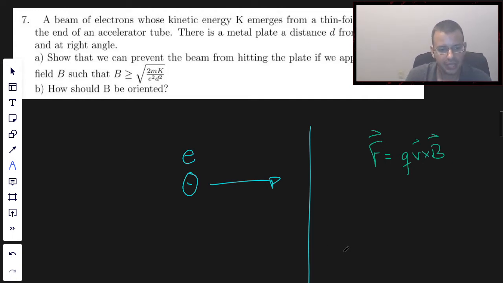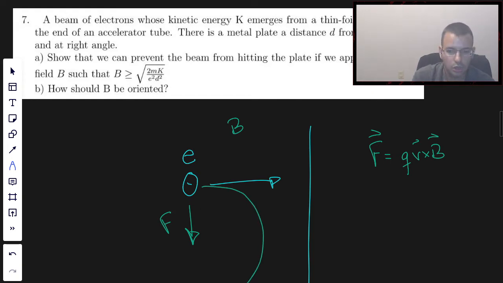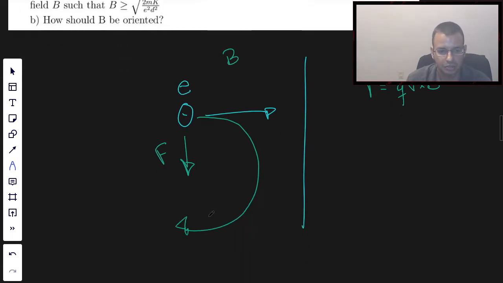And so the way we're going to do that is we're going to provide a magnetic field. We want a force going down. And this really isn't going down, it's going to the center of a circle. So we're going to have circular motion with our electron. But at this top point, when it's approaching the plate perpendicular, as they said, the force is going to be down.